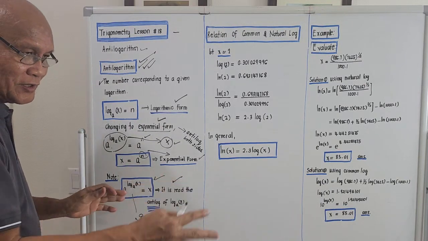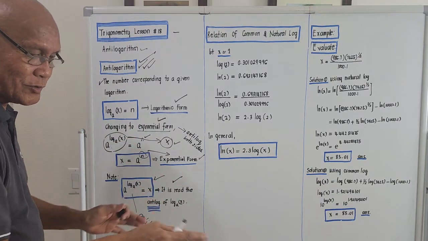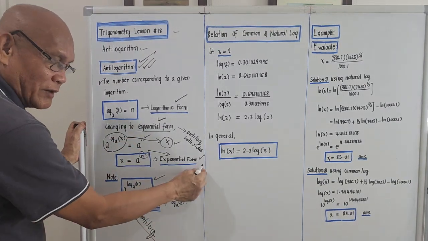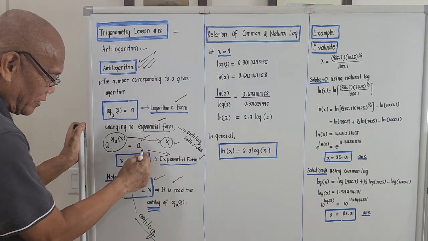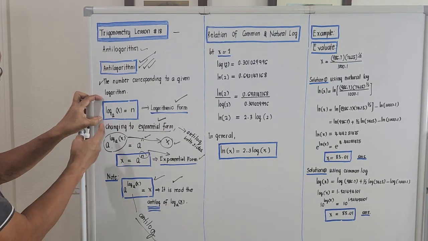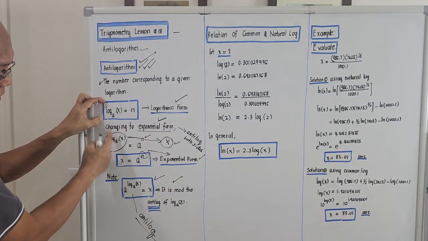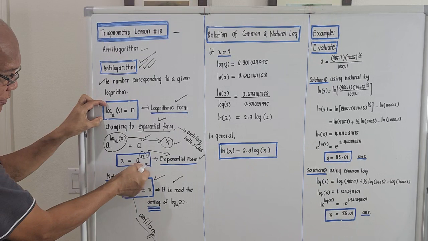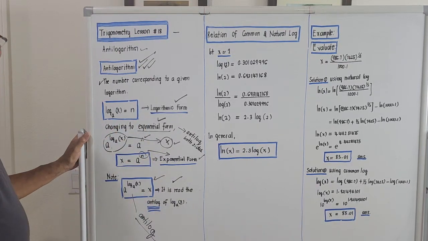So after taking the antilog, what comes out as an equation is actually an exponential equation, that is x equal to e raised to n. So the equivalent of this, if we try to take the antilog of this one, it will be x equal to e raised to n. You got it?